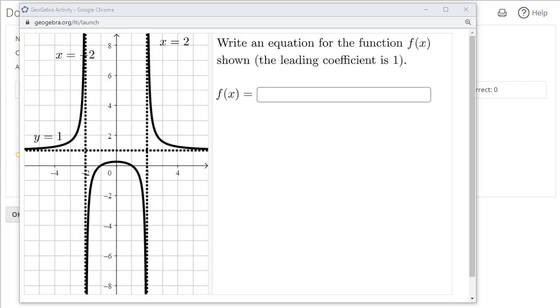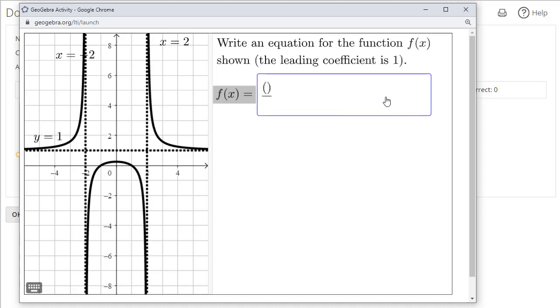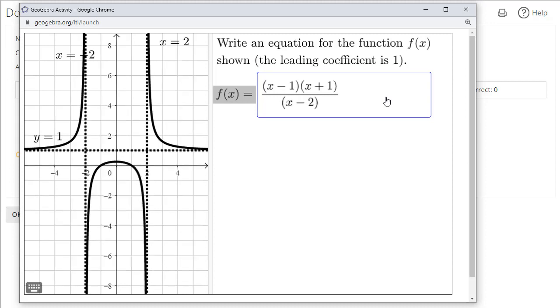For the last question I'd like to share, students are given the graph of the rational function, and then they have to come up with the function formula. Here we have zeros of 1 and -1, and vertical asymptotes of 2 and -2. As x goes to infinity, the value is 1. This looks good.